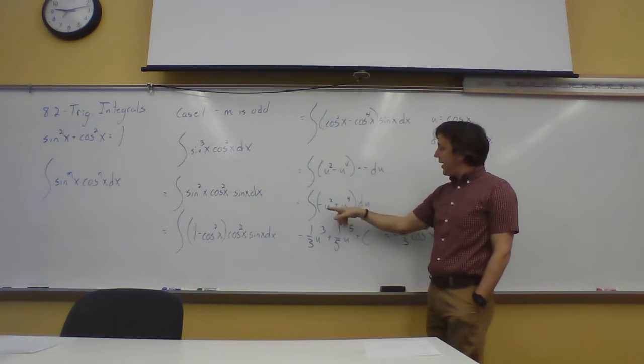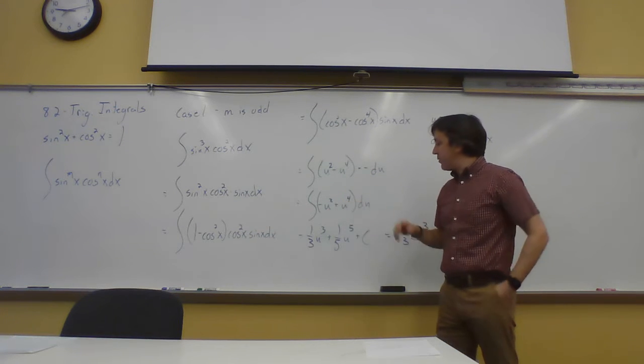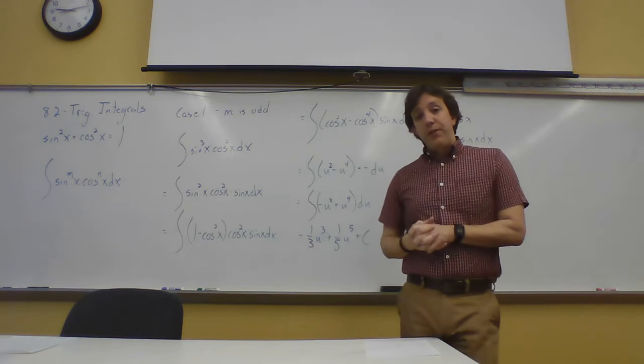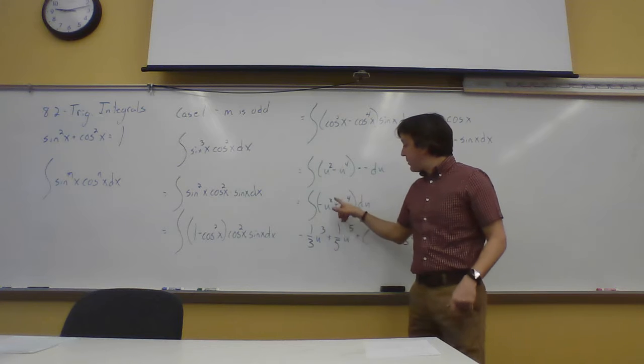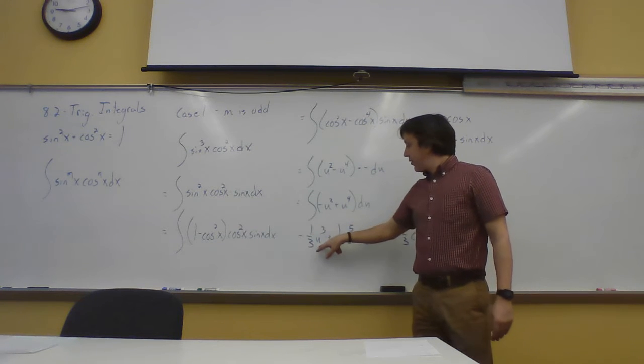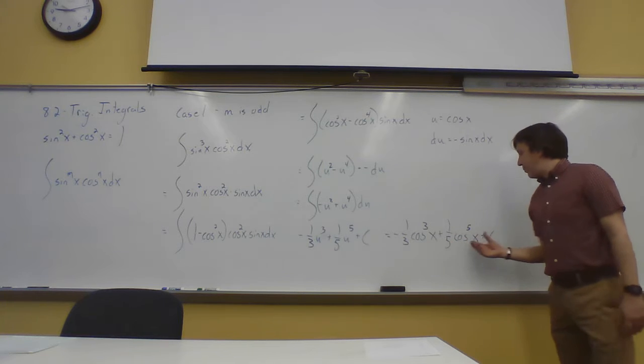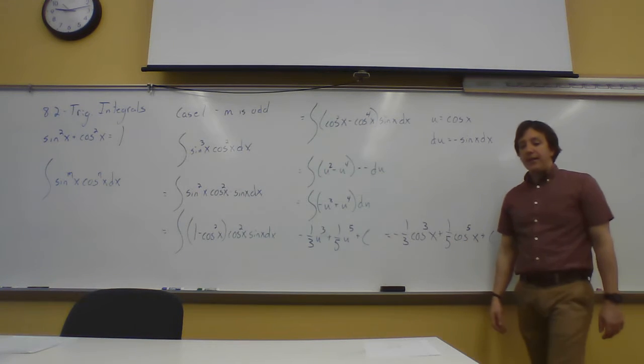If you distribute that negative, we have negative u squared plus u to the fourth, and I need to integrate that. But that's easy, that's just a polynomial. We're good at those. I raise the power and divide, so I get negative 1/3 u cubed plus 1/5 u to the fifth plus c. Then I bring back my cosines, and I have my answer.